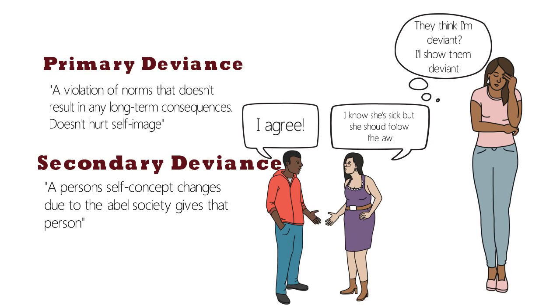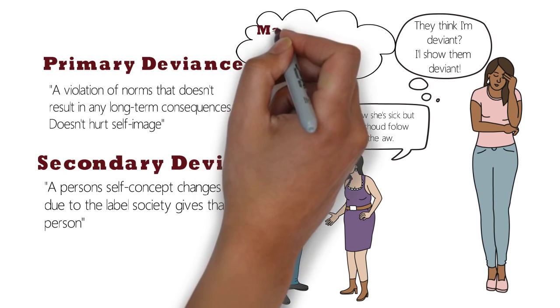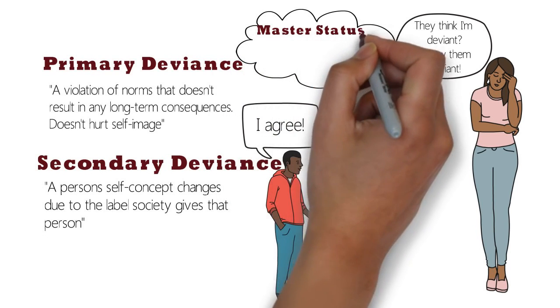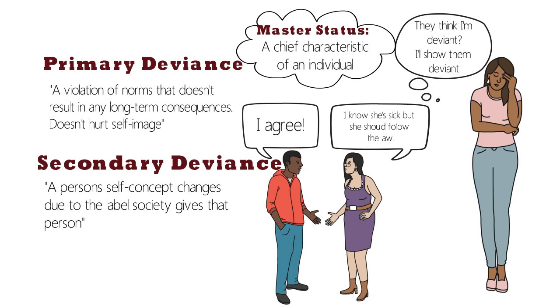When someone is labeled as deviant or a criminal, it tends to become their master status. A master status is a chief characteristic of an individual. When people are labeled a criminal, it's hard for them to change that status and it follows them everywhere. When someone has committed a felony, they are labeled a felon and must report it when they apply for a job. They can't serve on a jury or vote in many states. Therefore, the master status of felon follows them in everything they do.